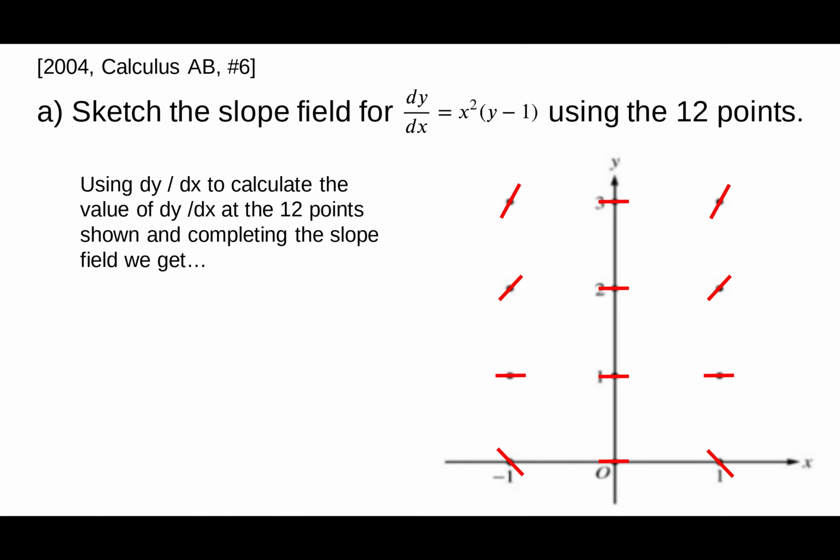All right, so to fill in the slope field, we just take the ordered pairs here, (-1, 0). If x is -1, -1 squared is 1. 0 minus 1 is -1, so I have 1 times -1. So notice this line segment has a slope of approximately -1. And we just do that for the other 11 points.